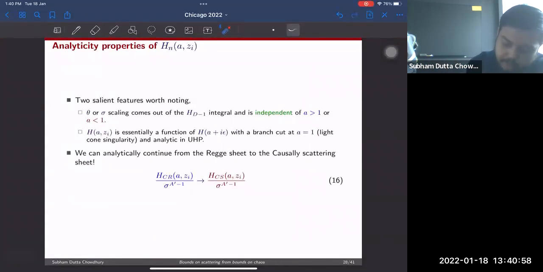Basically, schematically, if you are studying a Regge correlator in one Lorentzian regime, you can analytically continue to the other regime without affecting the power of the exponent of sigma in the analysis. Now that we are in the causally scattering regime, we can take the A goes to 0 limit also, which corresponds to the bulk point limit.